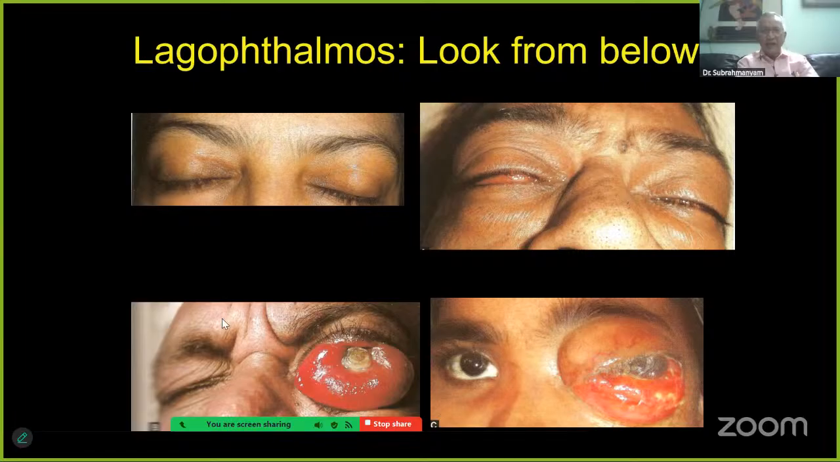For the lagophthalmos, don't look straight on here. You can't appreciate any lagophthalmos, but you have to look from below, so that there is lagophthalmos in this patient, both eyes, more in the right eye, which you are missing when you are looking straight. And here you can see very severe lagophthalmos. The eyeball lies exposed, the cornea is totally ulcerated. You can see a big glaucoma, the cornea is dry and lusterless and is involved in this patient. Both these are metastatic cancers.